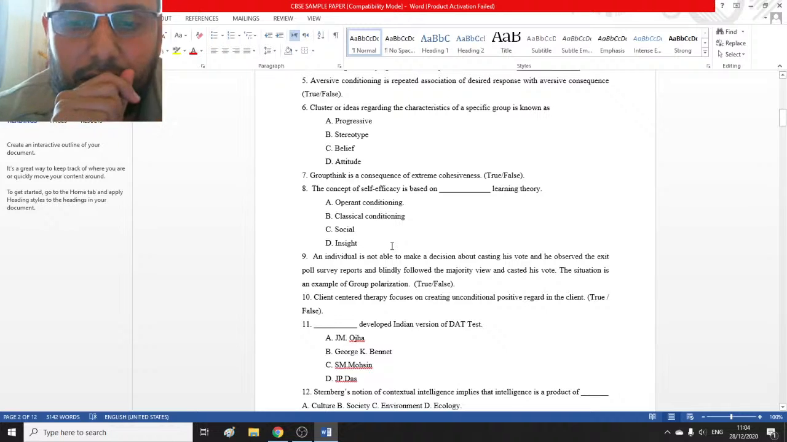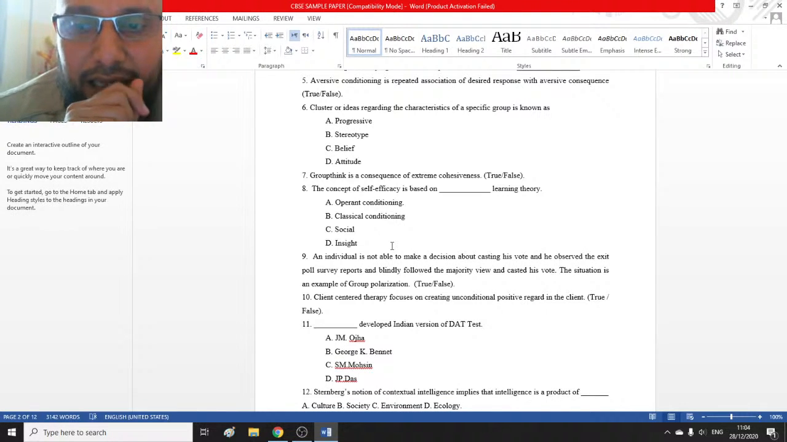An individual is not able to make a decision about casting his vote, and he observed the exit poll survey reports and blindly followed the majority view and cast his vote. The situation is an example of group polarization, true or false. If you see, it is the false statement. An individual not able to make a decision cast his vote on the basis of the exit poll survey.